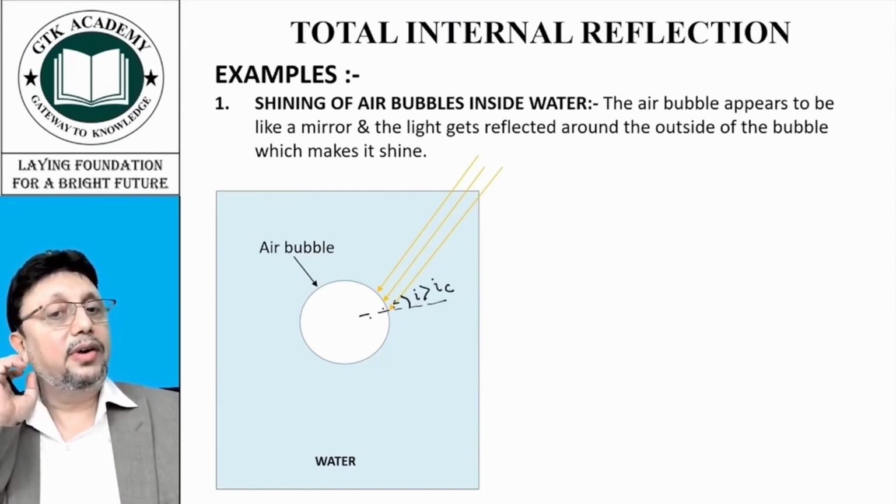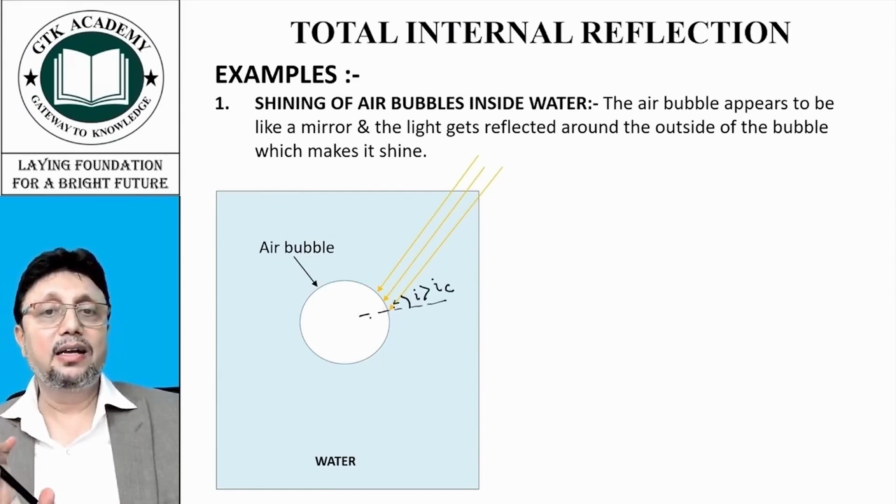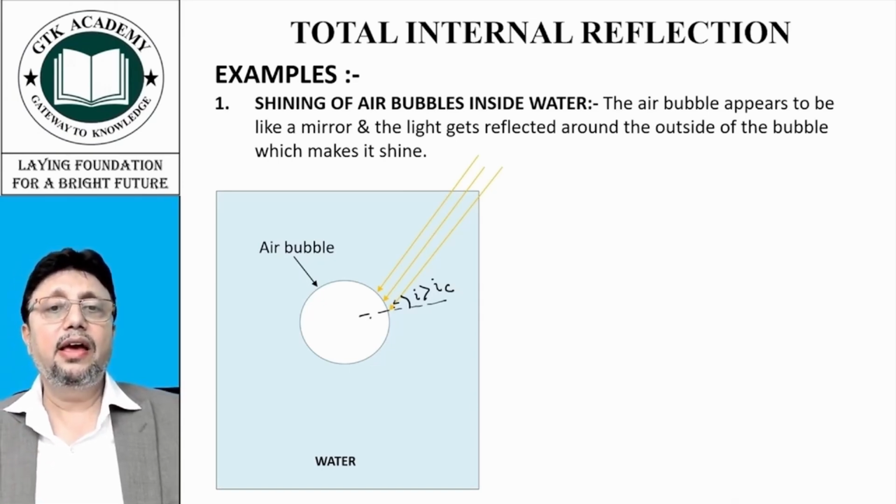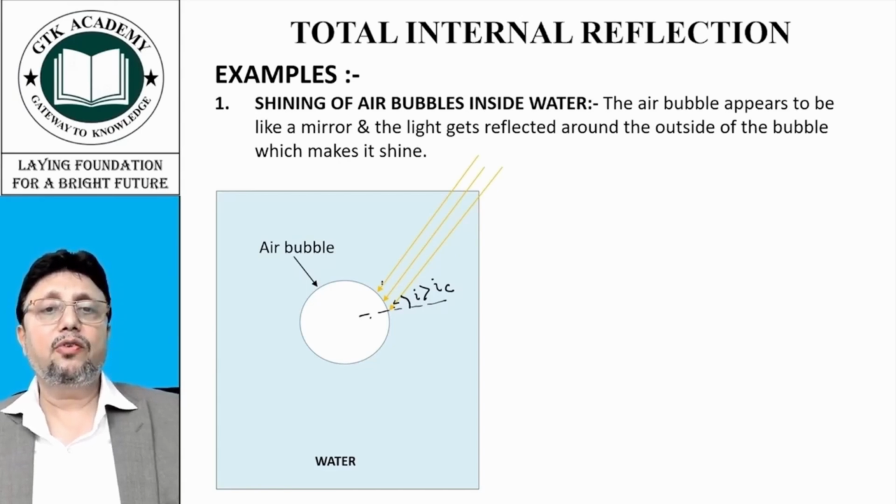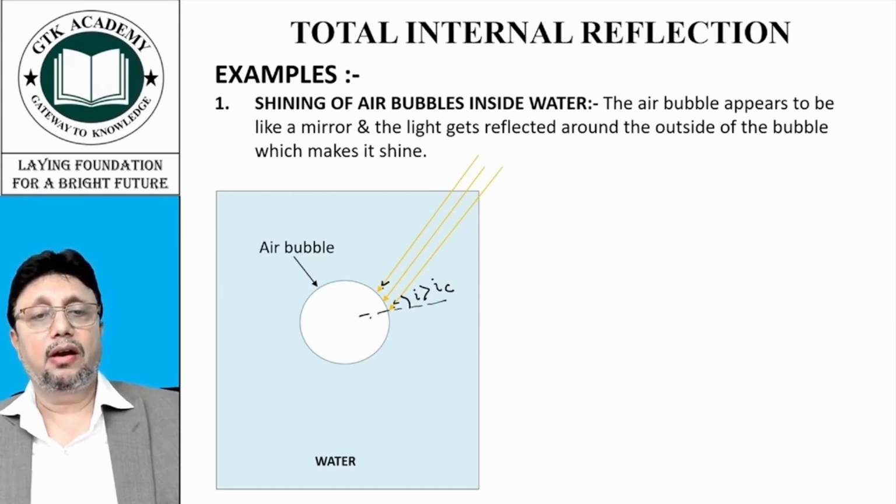Only then this phenomena will take place. Please note that it will never take place if the light is going from rarer to denser. Only from denser to rarer. Here we can see it is traveling from water to air. That means denser to rarer.